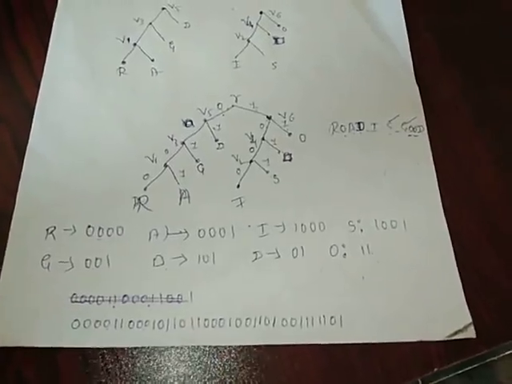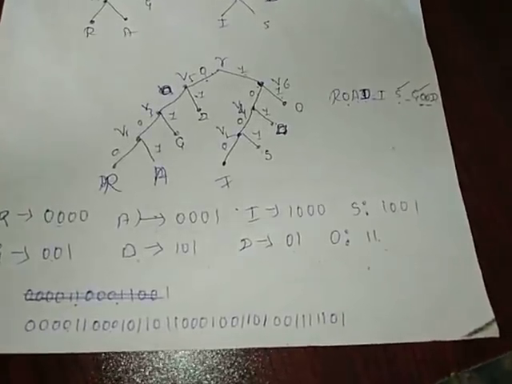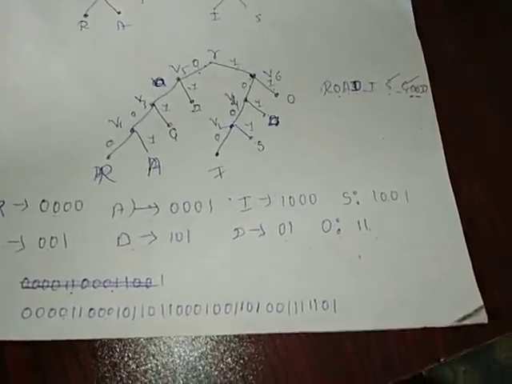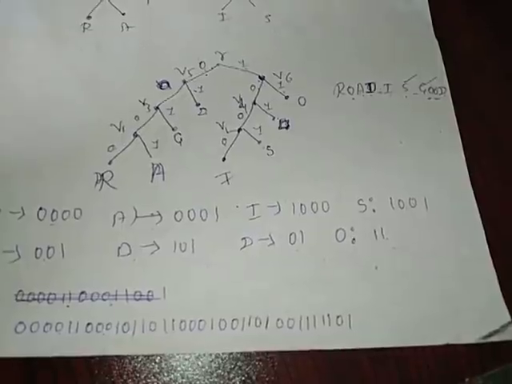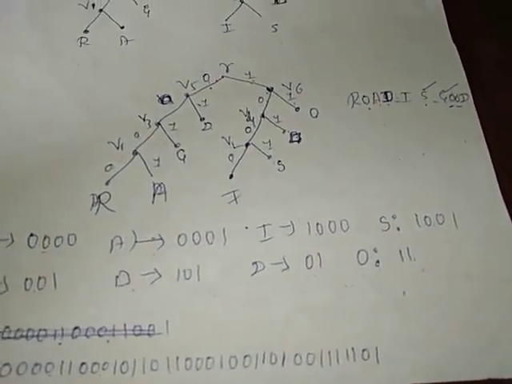That is how to find out the optimal code for the given message, and also if the weights are given, how to construct the optimal tree. If the vertices are given, how to find out the optimal code for the vertices, and how to construct the code for the given message.